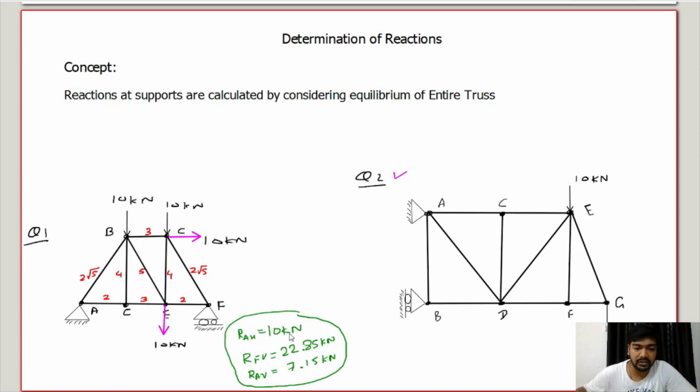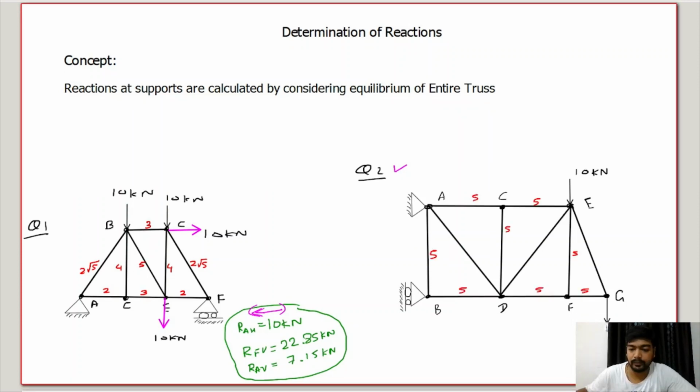Okay, and the direction of this horizontal reaction at A is in that direction. Okay, it's towards the left. Just try to solve. So let's move to this example. Here also the dimension is not there, so let me write the dimensions. So these are the dimensions. So let's take this question to the next page.